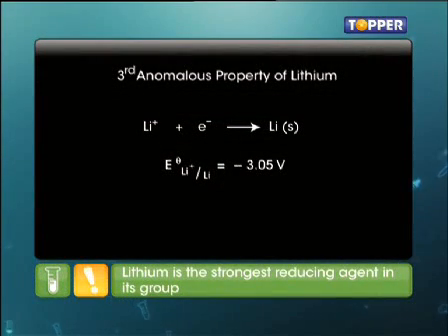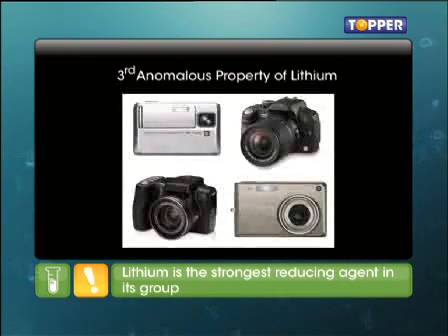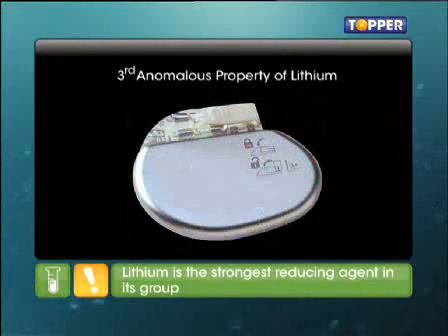Can you tell me how this property of lithium is useful? Keep thinking. Coming to the third anomalous property of lithium, lithium is the strongest reducing agent in its group. The standard reduction potential E0 of Li+/Li is minus 3.05 volts. And it is because of this property that it is used in lithium batteries, which are used in electronic devices such as cameras, clocks, and artificial pacemakers.